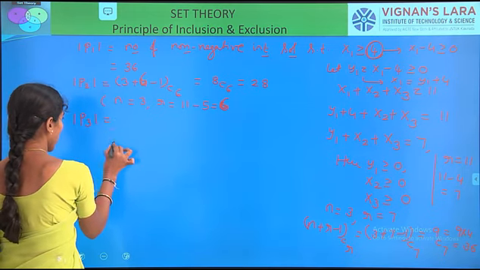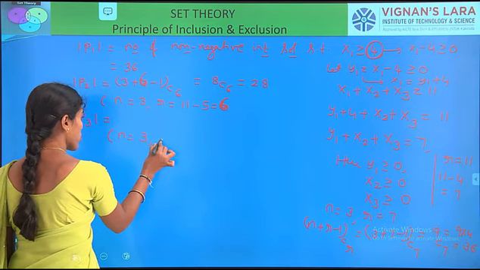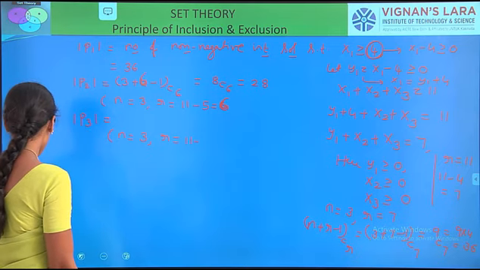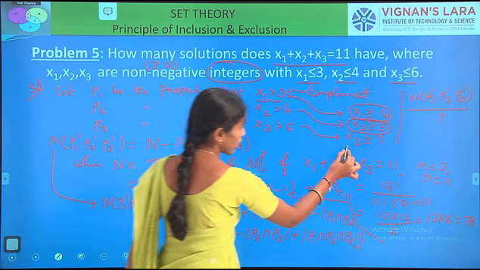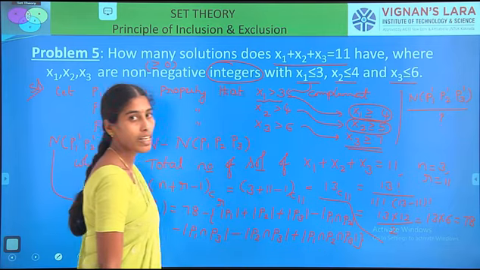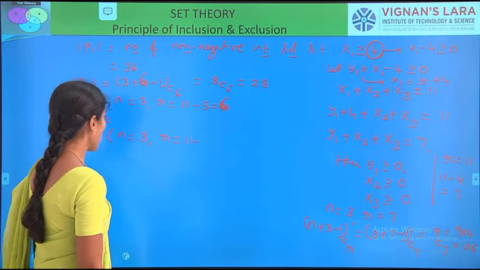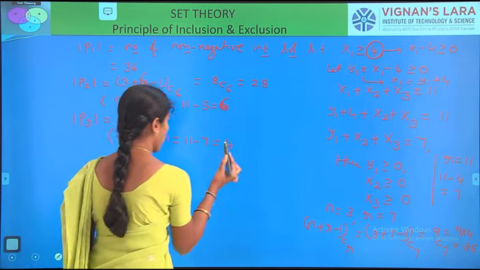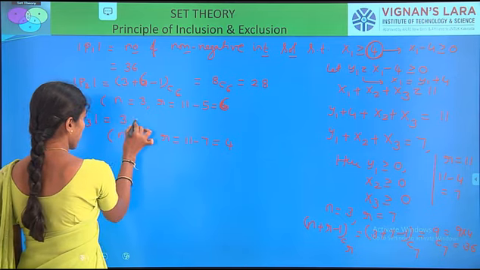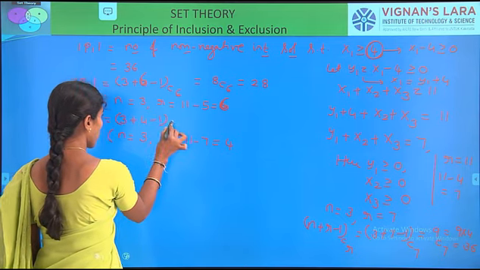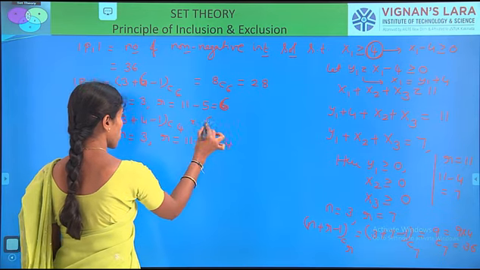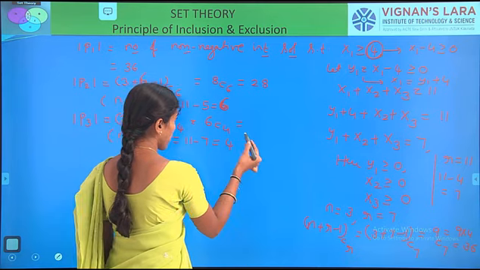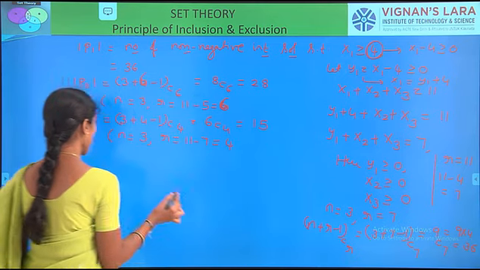Cardinality of P3, once again, n value, total number of variables, is 3. Only r will be changed. How will it be changed? As per the condition of P3. The equivalent condition is x3 greater than or equal to 7. So subtract 7 from r value 11. The new r will be 4. So 3 plus 4 minus 1 C 4. 7 minus 1 is 6C4, which is 6 into 5 by 2, 3 into 5, value is 15.